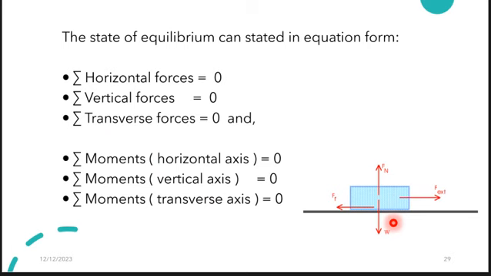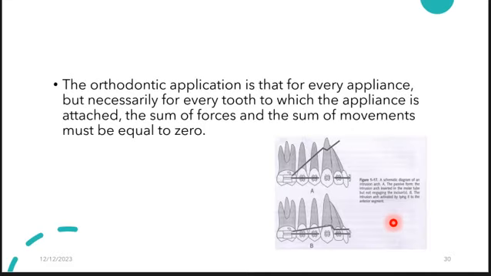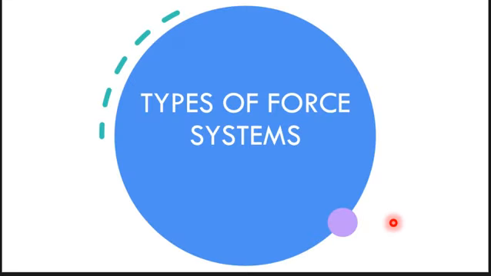So in the state of equilibrium, the summation of horizontal forces, vertical forces, and transverse forces is 0, and also the summation of moments in horizontal, vertical, and transverse axes is 0. So the orthodontic system ultimately comes to a state of static equilibrium from a dynamic state, resulting in zero forces and moments across the system. The orthodontic application is that for every appliance, and necessarily for every tooth to which the appliance is attached, the sum of forces and moments must be equal to 0. That is, they must be present in a static equilibrium.